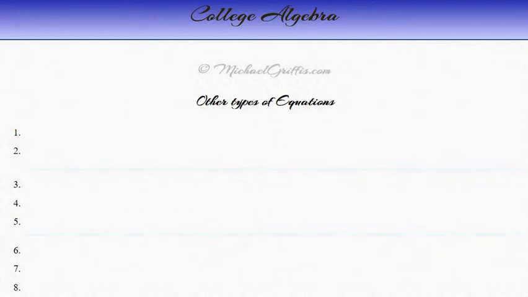Okay, I got a pretty lengthy one here. We have x to the 6th plus 7x cubed minus 8 is equal to 0. So how do we deal with this?